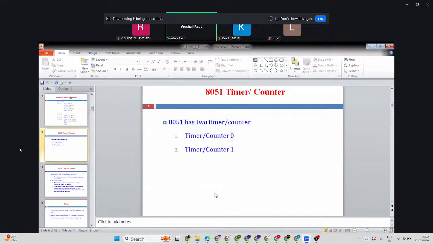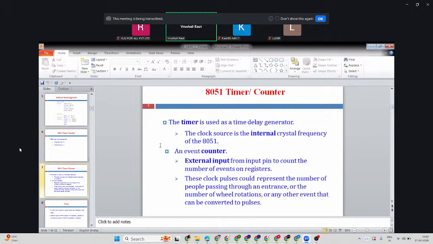Okay, so in 8051, we have two timer/counters. Timer/counter 0 means you can say timer 0, counter 0, either or you can use. Similarly, timer 1, counter 1. So that way, either two timers, two counters, or a mix of them are available there. Okay. Now, this timer is used as a time delay generator. We have seen it. And this timer is working on which frequency? The clock source. That is the internal crystal frequency of 8051.